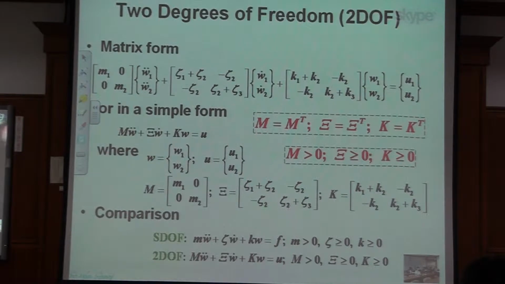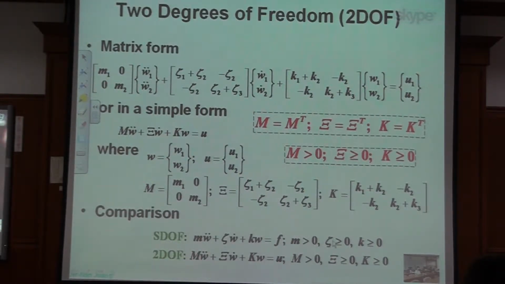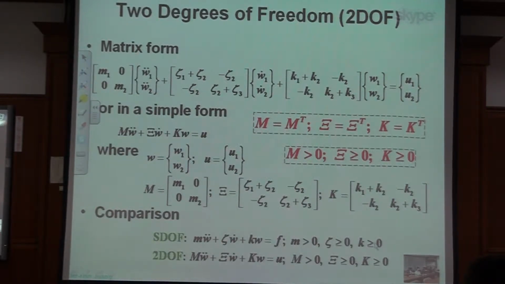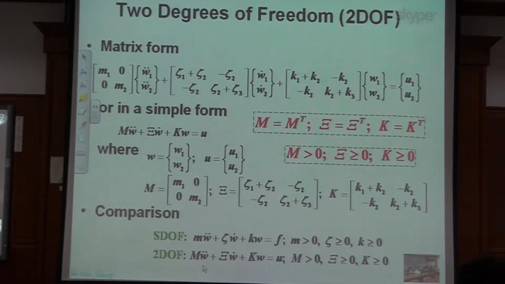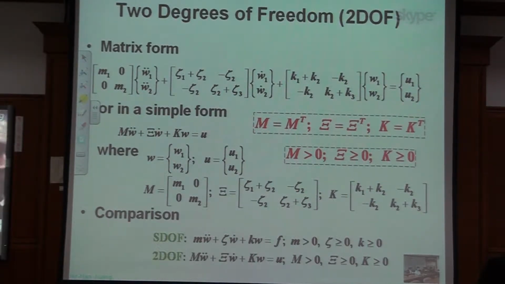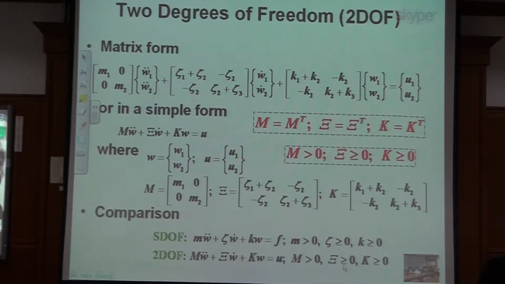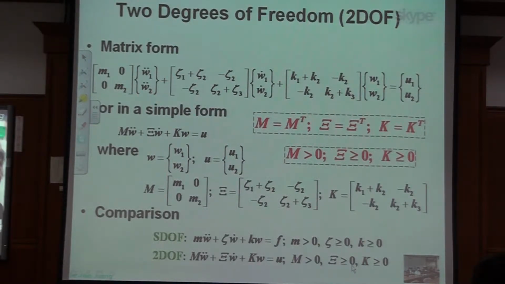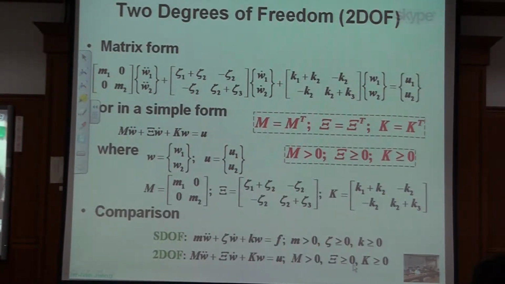And if I compare this with a single degree of freedom, m larger than 0, zeta larger or equal to 0, k larger or equal to 0. With 2 degrees of freedom, this becomes matrices. M is a 2 by 2 matrix, zeta is a 2 by 2 matrix, k is a 2 by 2 matrix. And we already know that m larger than 0 is positive definite, and zeta larger or equal to 0 means positive semi-definite. Okay, write it down.